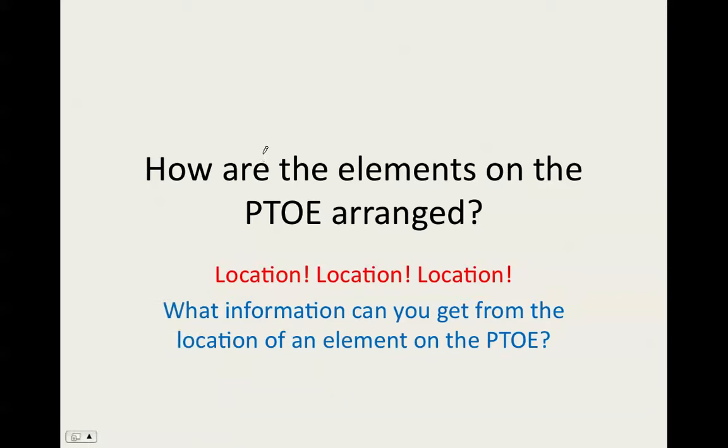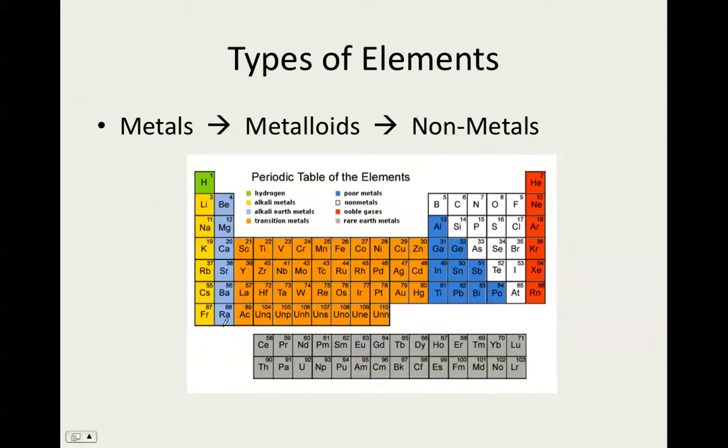Okay, today we're going to discuss how elements on the periodic table are arranged. The first thing to concentrate on is location, location, location. Where an atom's chemical symbol is on the periodic table can tell you a lot about it. Let's look into what that is. First things first, where it is on the periodic table will tell you the number of the box it is in.